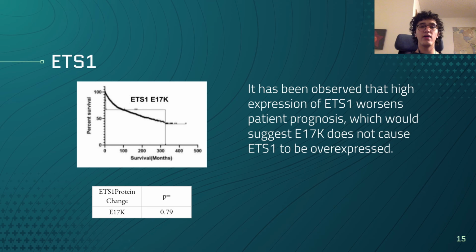And then we had the mutation E17K to the gene ETS1, which again is not significant and displays a similar rate to the control group. It's been observed that high expression of ETS1 worsens patient prognosis in non-Hodgkin's lymphoma, which would suggest E17K does not cause ETS1 to be overexpressed.